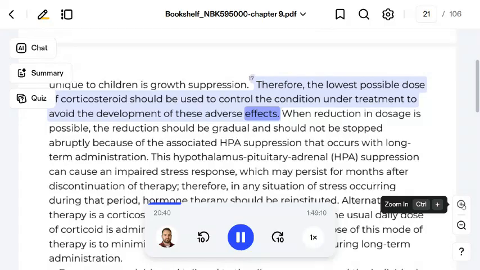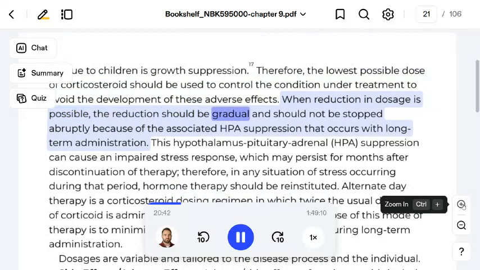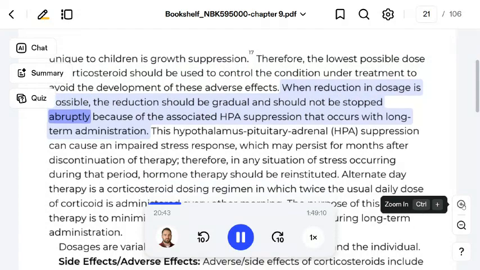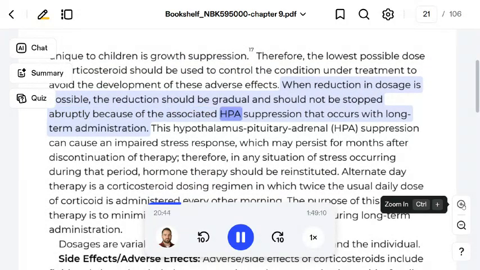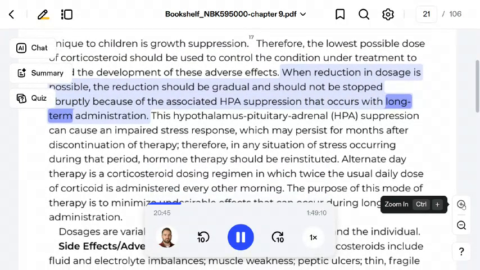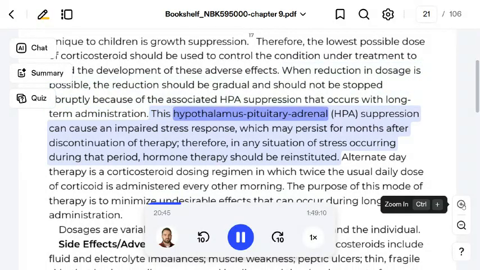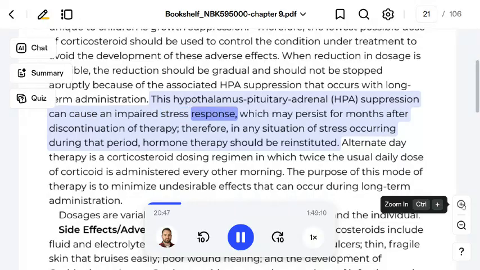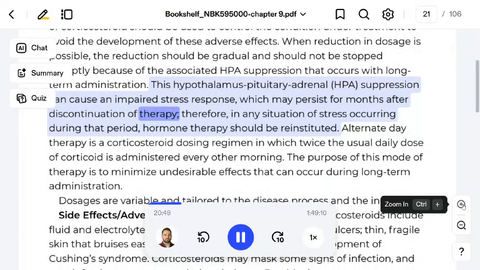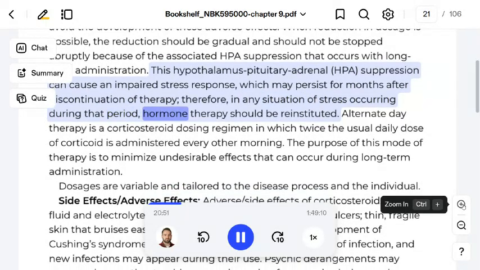of these adverse effects. When reduction in dosage is possible, the reduction should be gradual, and should not be stopped abruptly because of the associated HPA suppression that occurs with long-term administration. This hypothalamus-pituitary-adrenal suppression can cause an impaired stress response, which may persist for months after discontinuation of therapy. Therefore, in any situation of stress occurring during that period, hormone therapy should be reinstituted.